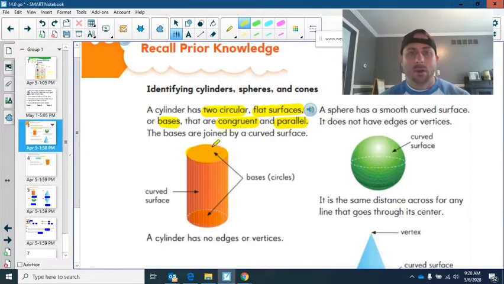They kind of mirror each other, if that makes sense. And they're joined together by this curved surface right here. So that's a cylinder. When you think of a cylinder, you think of, let's say, a can of soda or something.